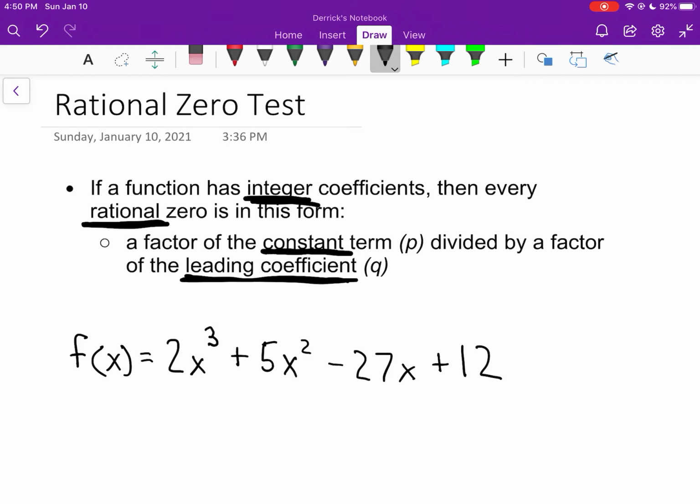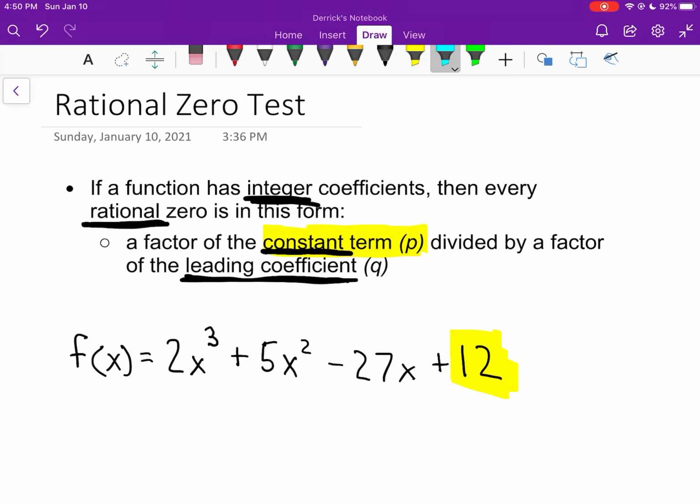So, for example, if you take this function down here, f of x equals 2x to the third plus 5x squared minus 27x plus 12. First question to ask yourself is what is the constant term, what is the p value of your function? Well, in this case, that would be 12. Right? 12 is the term that we have there that has no variables with it.